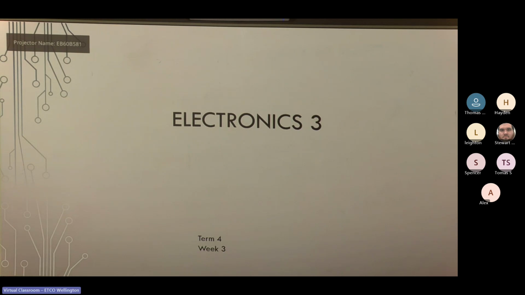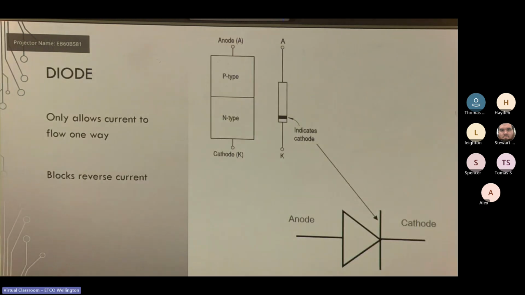So this week we'll take a look at diodes. Diodes are semiconductor components. They're made up of different combinations of P-N junctions. It's the simplest semiconductor component, composed of a single P-N junction. The cathode is marked with either a white or black band or with the letter K. Letter K is used for the German spelling of cathode.